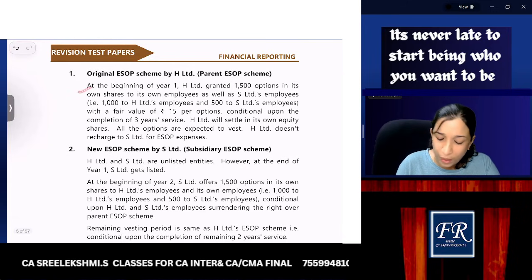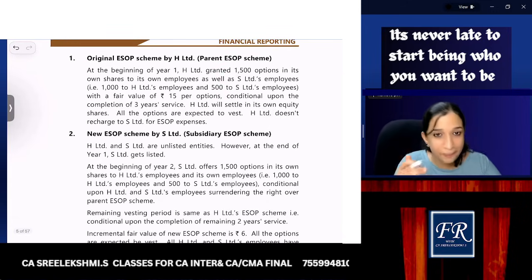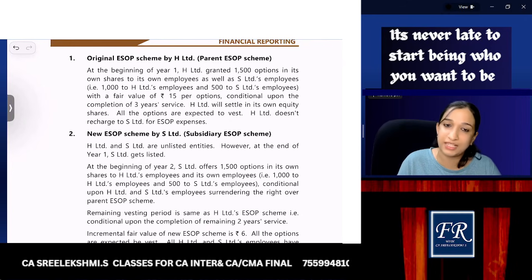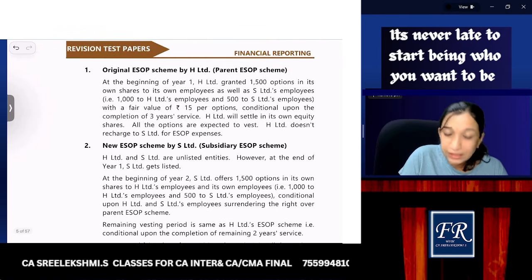At the beginning of year 1, H Limited is the parent. H Limited granted 1,500 options in its own shares to its employees as well as S Limited's employees: 1,000 to H Limited's employees and 500 to S Limited's employees, with a fair value of 15 per option. Conditional upon the completion of 3 years' service, H Limited will settle in its own equity shares, and all the options are expected to vest. H Limited doesn't recharge S Limited for ESOP expenses. So what is this? Let's find out.